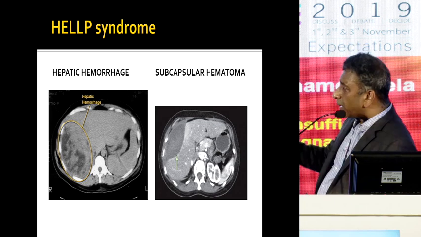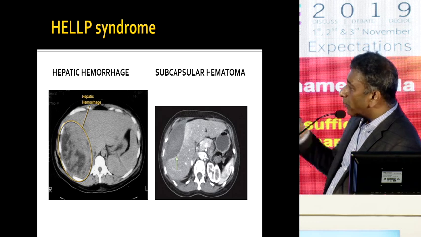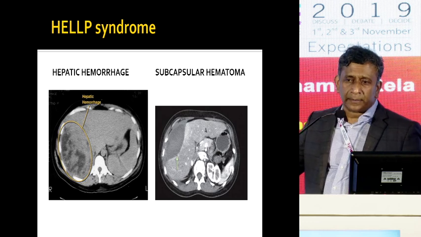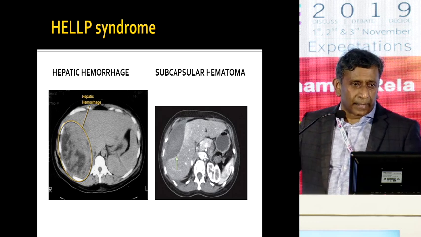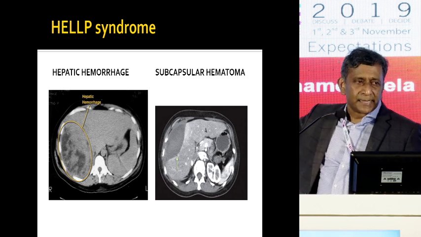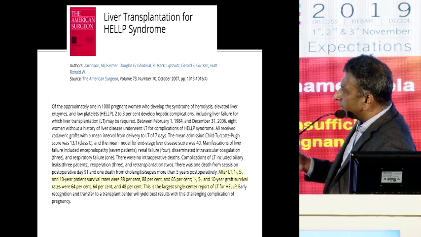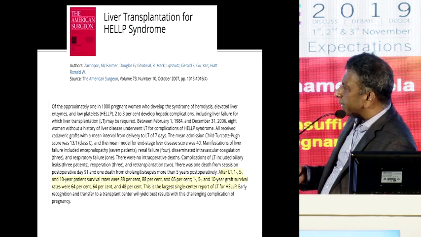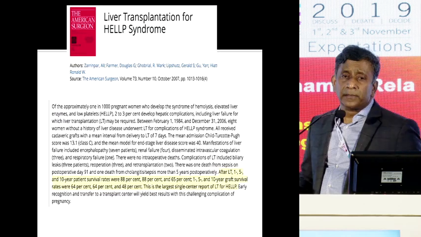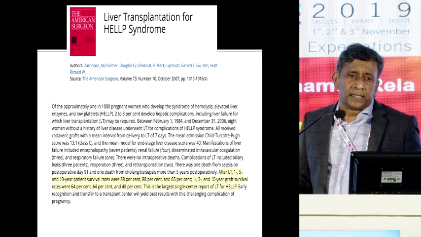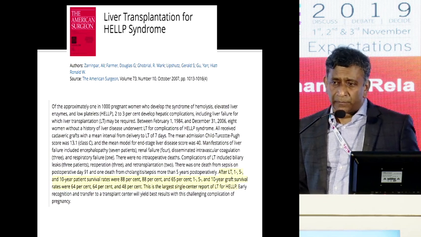But in HELLP, where the enzymes are low, the moment you get intrahepatic bleeding like this, the enzymes will shoot up like viral hepatitis because you will get cell death in these situations. So it's important to understand how to differentiate these things. And ultimately, the reason why these are managed in liver intensive care is to make decisions about liver transplant.